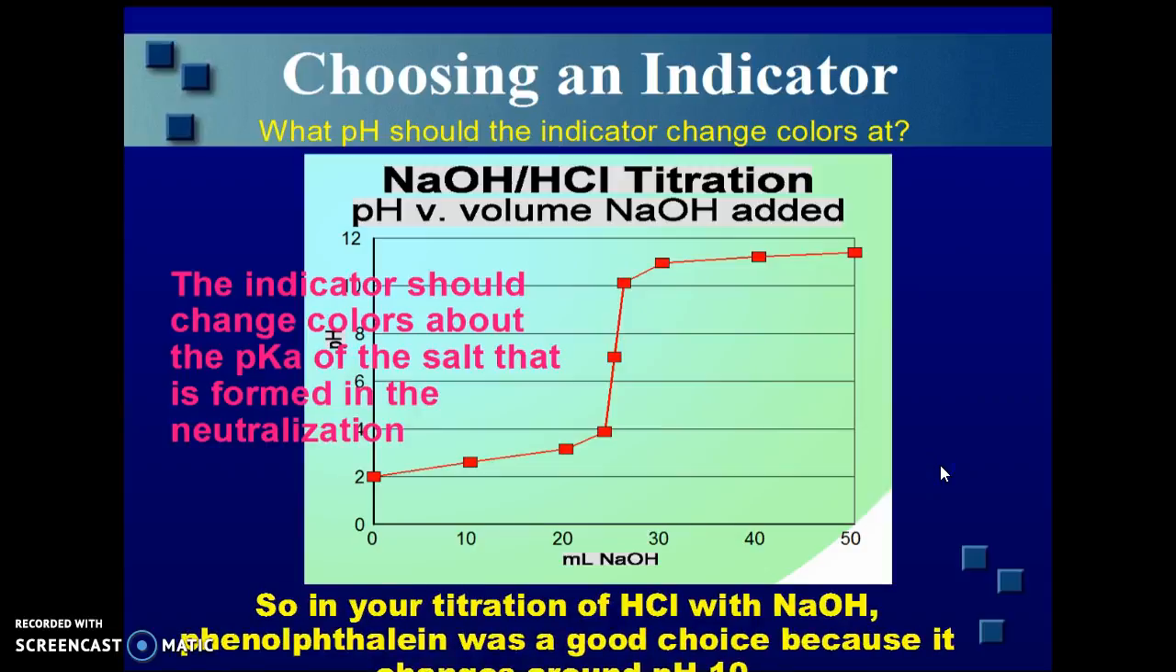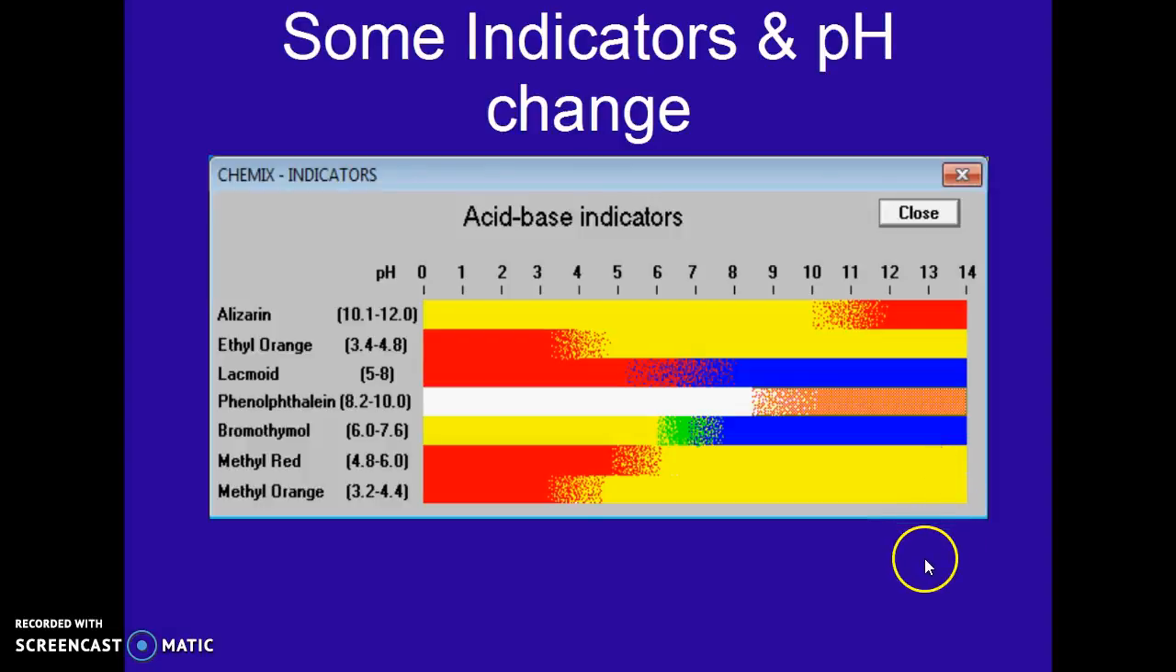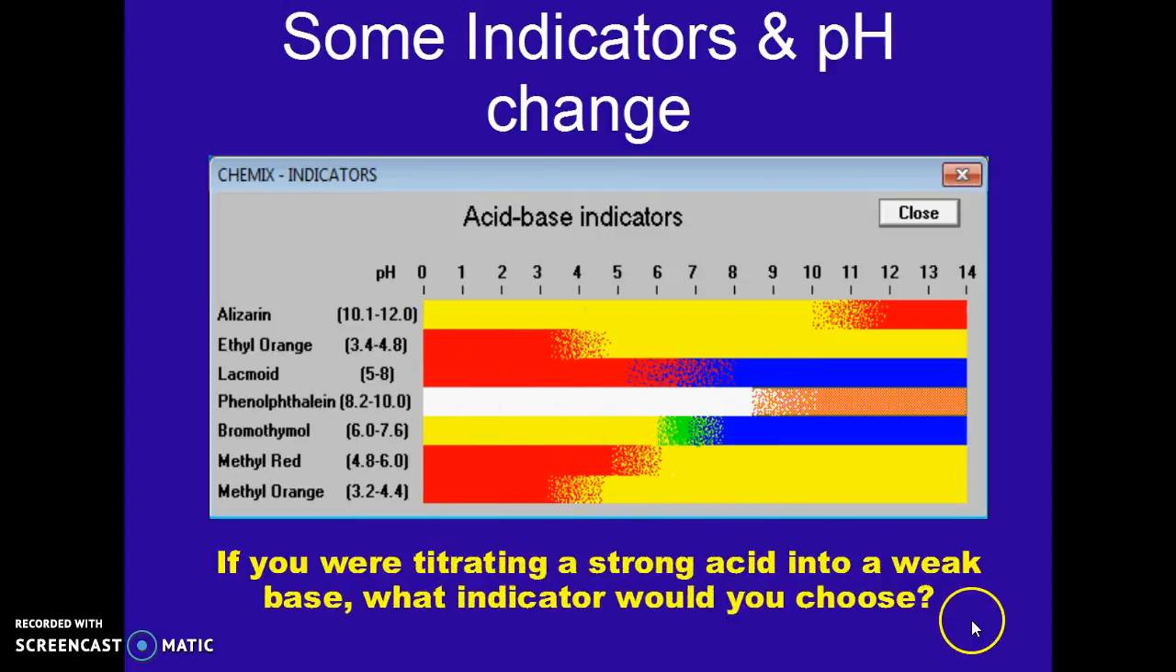So in your titration of hydrochloric acid with sodium hydroxide, phenolphthalein is a good choice because it changes in that area. Here are some other indicators and the pH changes associated with them. You can find these all over the internet. If you're titrating a strong acid into a weak base, which of these indicators would you choose?